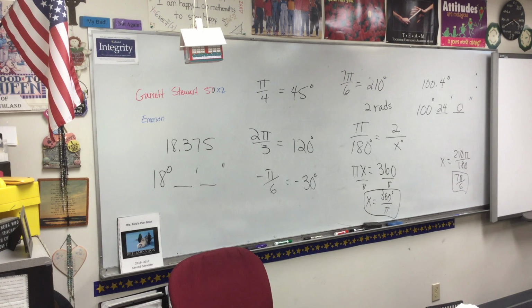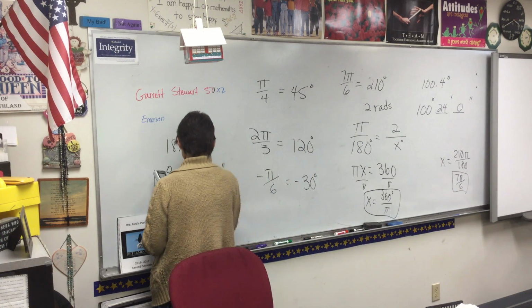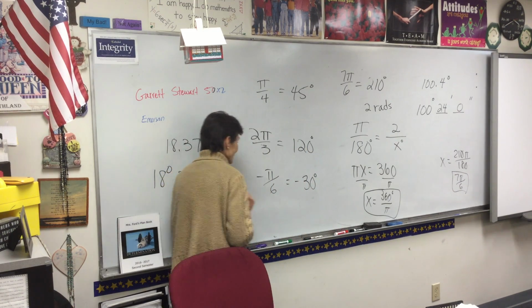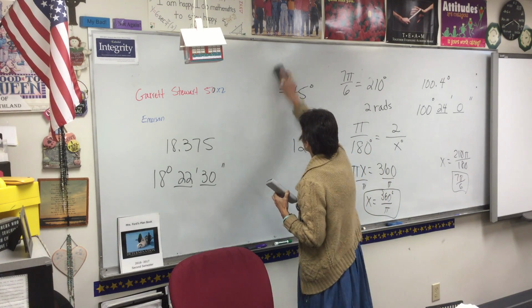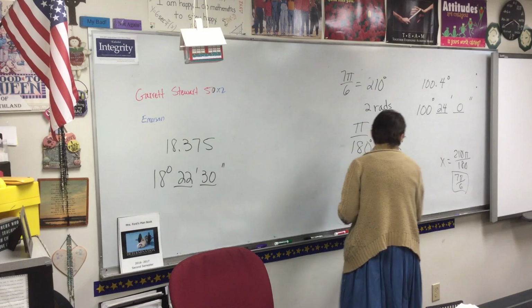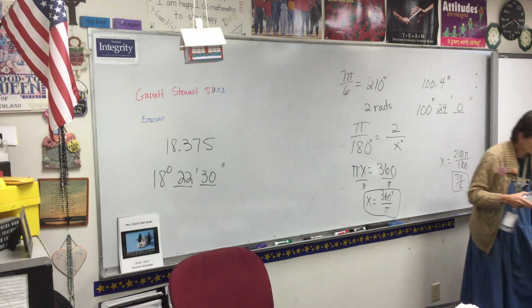We go into second apps, right? And that calls up the angle menu. We're going to go down to DMS and press enter. Did you get 18.2230? Yeah. That is the degrees, minutes, seconds for 18.375. All right, would you try C by yourself?